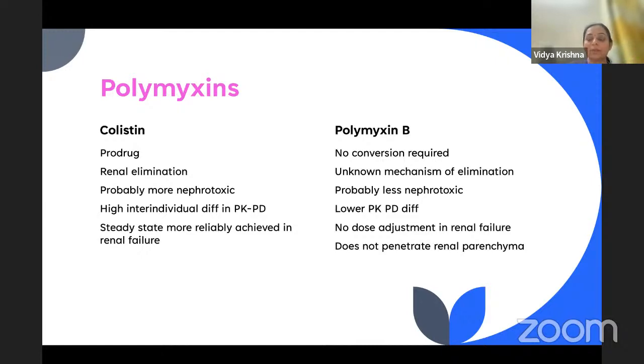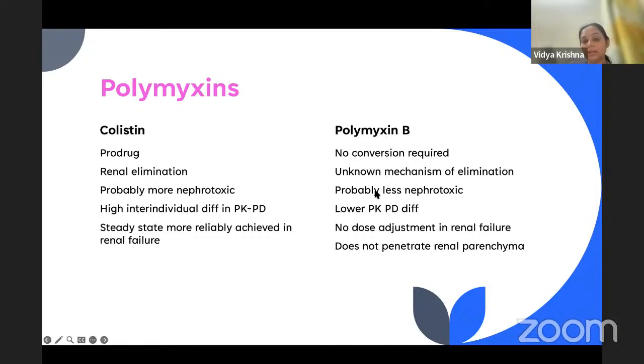That's why colistin is a drug which is very prone to develop resistance, because of these inter-individual differences. But paradoxically, in a patient with renal failure, the steady state is more reliably achieved, because it's renally excreted. When the renal elimination does not occur, the drug levels in the blood are more reliable.